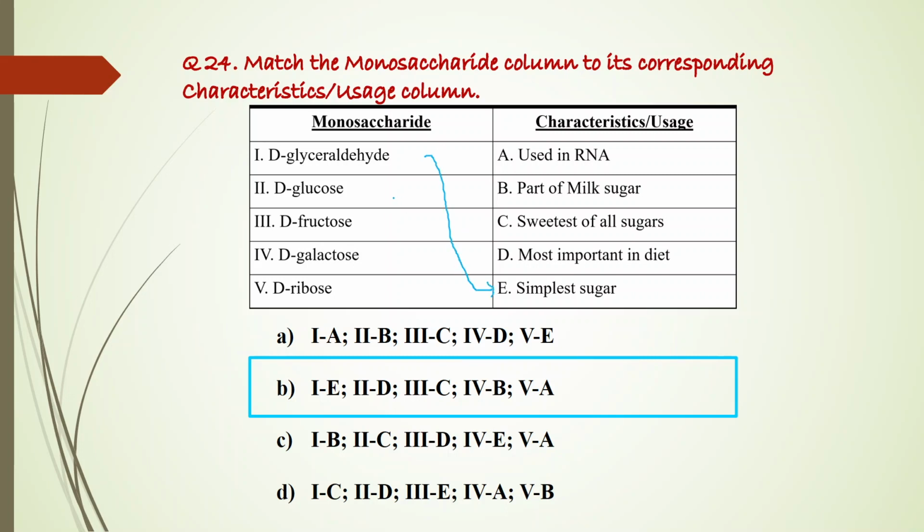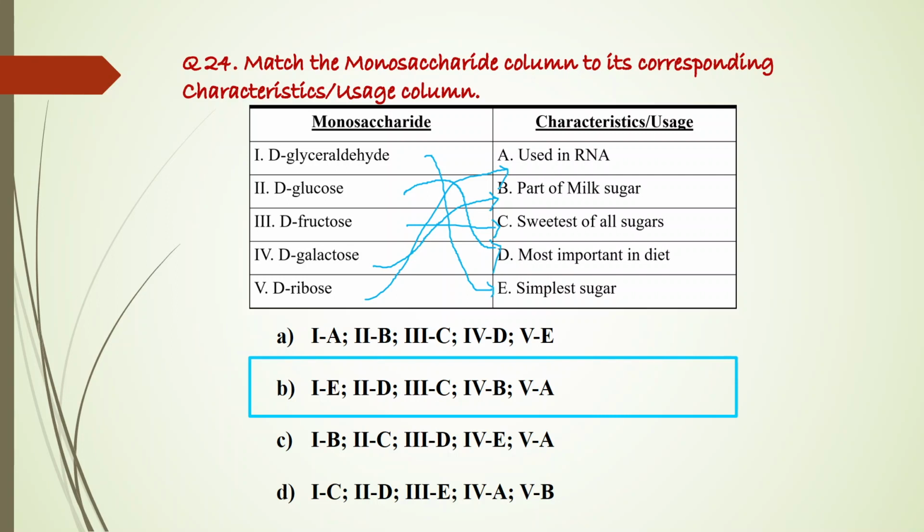Next option is D-glucose. We all know that glucose is very important for our diet, because the breakdown of glucose will give us the energy that we need for many of the bodily functions to occur. Next is D-fructose. Fructose, we all know, is the sweetest of all sugars. Next one is D-galactose. Galactose is a part of milk sugar. And at the last we have our D-ribose.